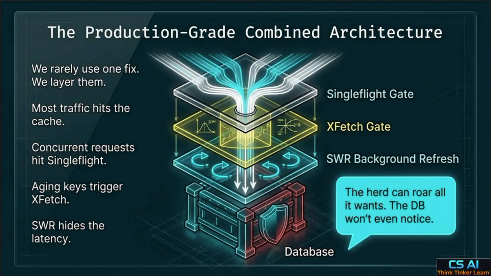In the real world, we use a production-grade combined architecture. We layer them. We put a Singleflight gate at the entry, an XFetch gate for the cache expiration, and we use SWR to hide any remaining latency. When you layer these, the herd can roll all it wants. The database won't even notice. This is how you build systems that don't just survive, they thrive.